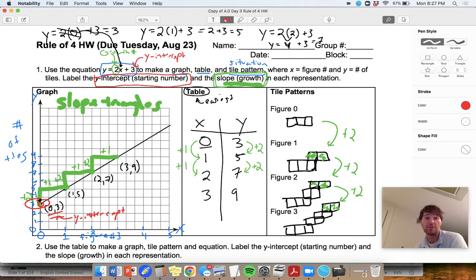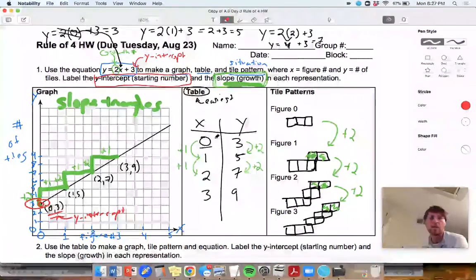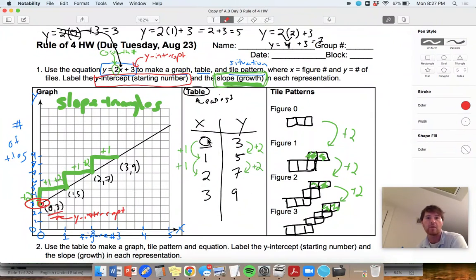Starting number. Started at 3, and then we grew by 2 every single time. Okay, where's my starting number here? Well, that's when I had figure 0. So the lowest that I have here was 3. There it is. There's my starting number. There's my y-intercept, or starting number. Okay, and then what about in the tile pattern? How can I show my starting number? Well, it's the original 3, the OG 3. There we go. There's my y-intercept right there.